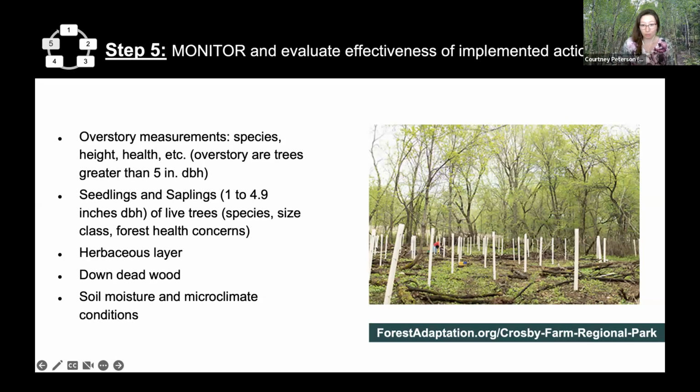How much down deadwood is there, especially as we're seeing these canopy gaps created with dead ash in the overstory, and how is that affecting the understory? And then looking at soil moisture and microclimate conditions as well, and how is that interacting with the seedlings that are being planted on site.